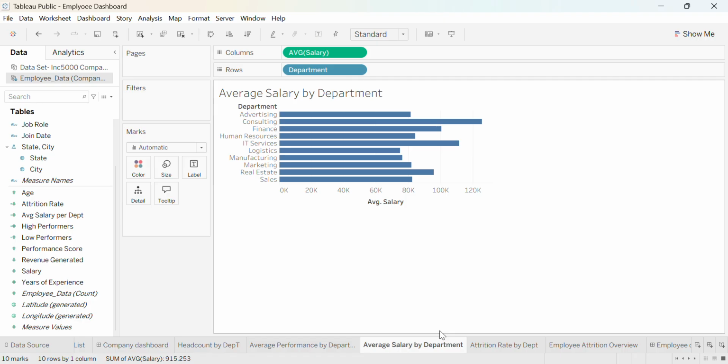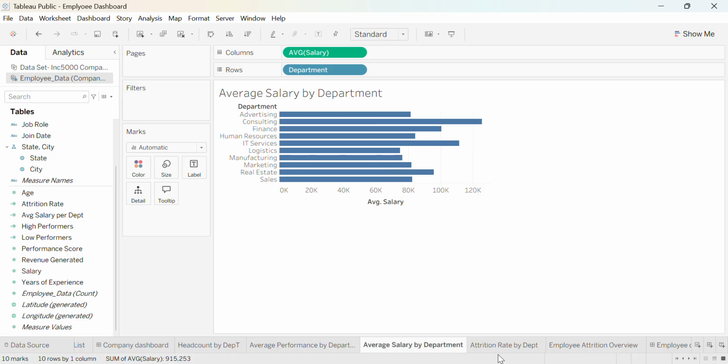Now here is a very interesting observation. Logistics pays the lowest salary among the professional departments but scores the highest in performance. This means logistics is delivering the best return on investment for the company. Highest output at the lowest cost. This is the most efficient department in the entire organization.